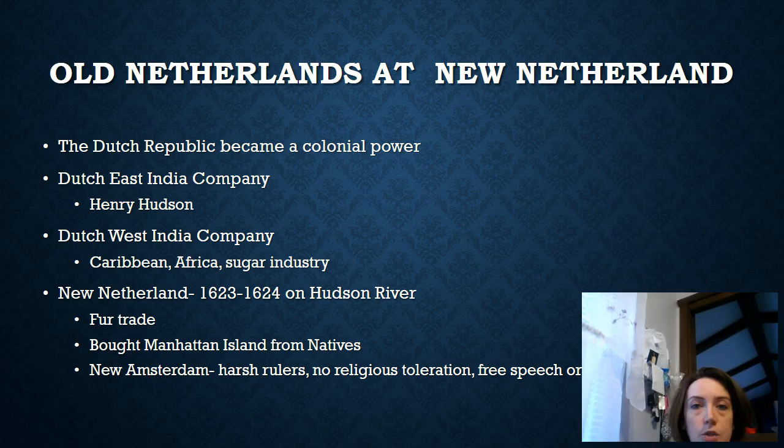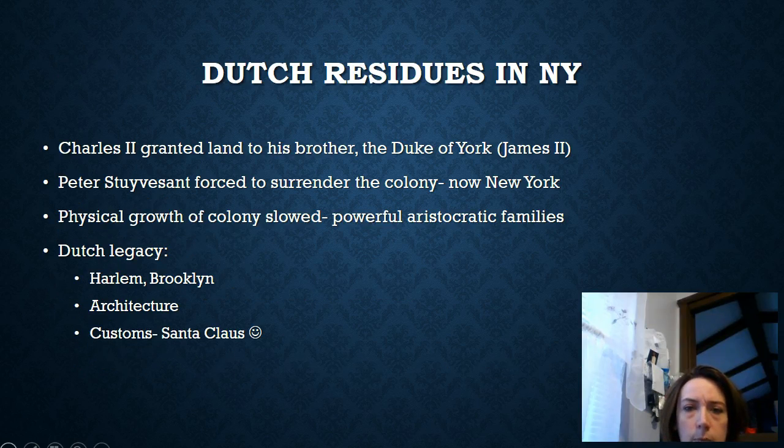Very quickly, we shift into the middle colonies. Old Netherlands, New Netherlands. New York was first set up as a Dutch colony, and I'm not going to talk too much about this, except for the fact that when Charles II was restored to the throne, he rewarded his brother, who's the Duke of York, who will become James II. So we're backtracking a little bit. He gave him some land, and basically there's a confrontation between the English and the Dutch, and Peter Stuyvesant surrenders New Amsterdam, or New Netherlands, to the English, and it now becomes New York after the Duke of York.